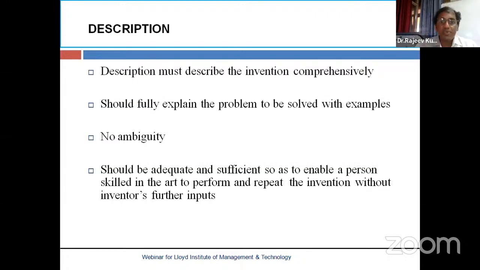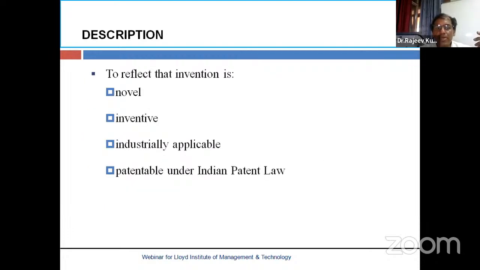So description must describe the invention comprehensively, should fully explain the problem to be solved with examples. There should be no ambiguity. There should be no confusion. And it should be adequate and sufficient so as to enable a person skilled in the art, we call it as POSITA, person ordinarily skilled in the art, to perform it or to reproduce the same results without any inventor's input. तो इतना डिस्क्लोजर हमें चाहिए कि कोई भी आदमी उस इन्वेंशन को प्रैक्टिस कर सके completely.